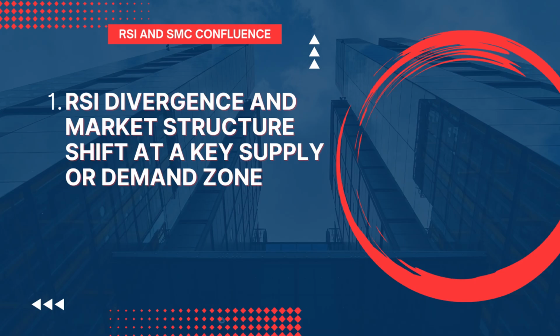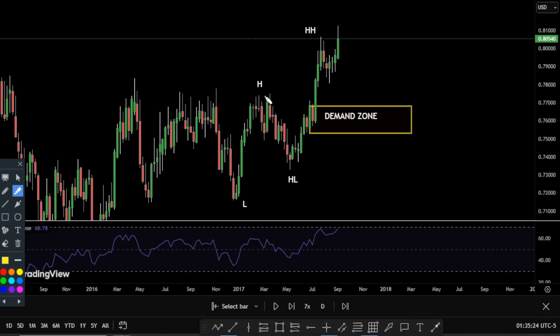Let's now combine RSI divergence with smart money concepts to construct a high-probability trading model. First, we combine RSI divergence with market structure shift at a key supply or demand zone for solid confirmation. Here, we have AUD-USD chart.